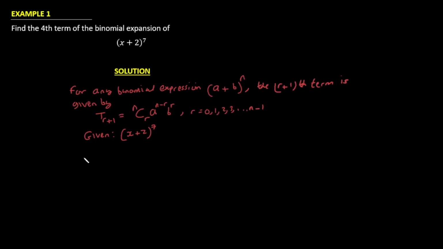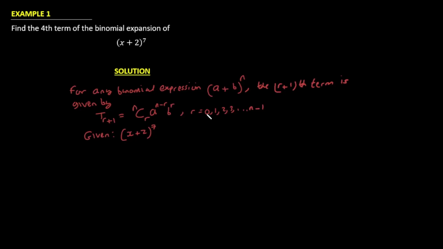You are welcome back. Example 1. Find the fourth term of the binomial expansion of (x + 2)^7. For any binomial expression (a + b)^n, the (r + 1)th term is given by T_(r+1) = nCr a^(n−r) b^r.